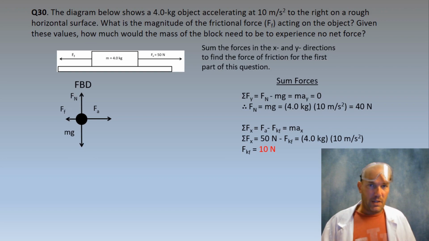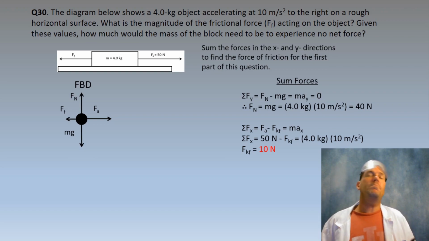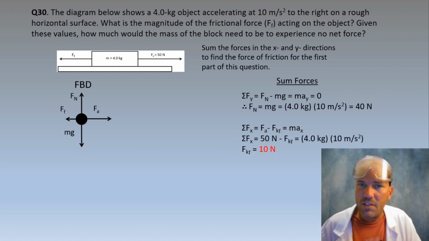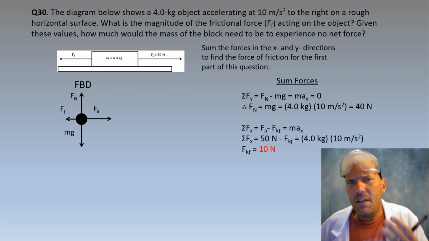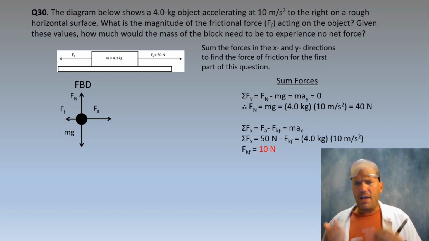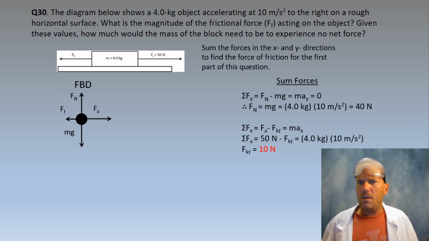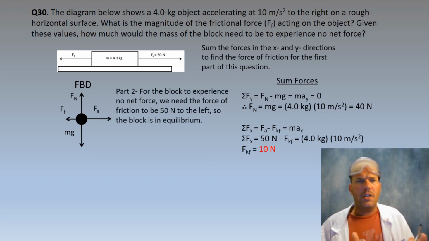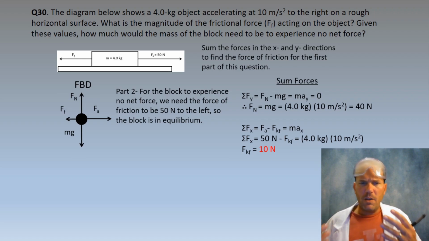and it is accelerating at 10 meters per second. So we can actually plug in values, rearrange, and solve for the force of kinetic friction to be 10 newtons. So that is the magnitude of force, but the force of friction overall is 10 newtons to the left, or a negative 10 newtons.